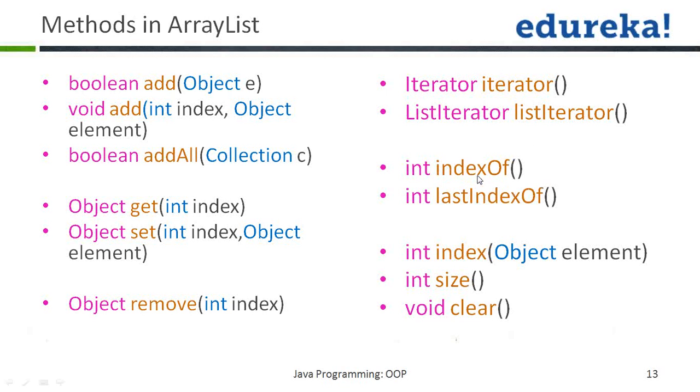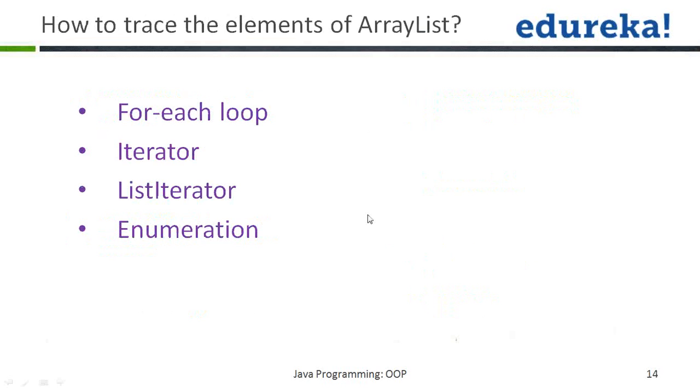IndexOf gives the index of a particular element. Mayank says repeater. LastIndexOf: you can use all those functions and try and see what results you receive, right? Size gives the size of the ArrayList. Clear clears the ArrayList.